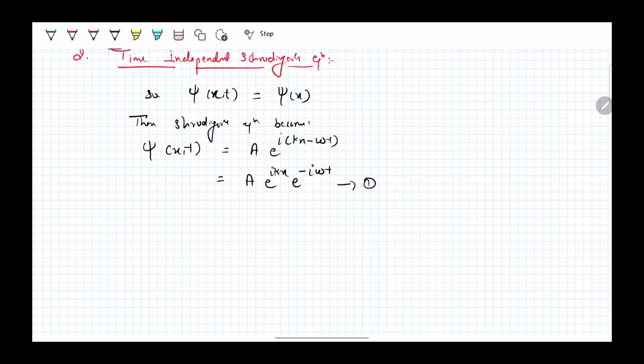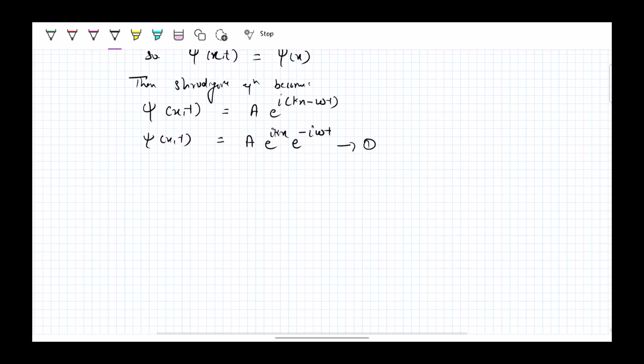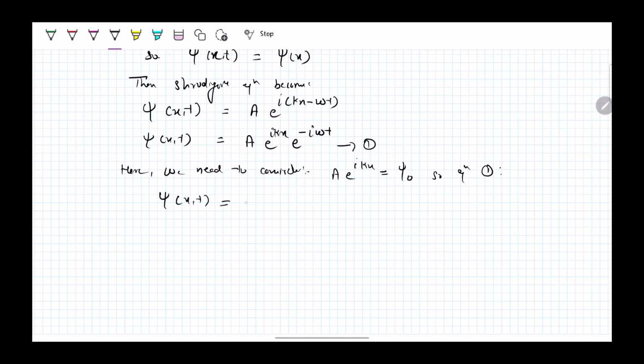Alright, this is my equation number 1, having value psi(x,t) is equal to A exponential iota kx and exponential minus iota omega t. Now here we need to consider A exponential iota kx as psi naught. So equation 1 becomes psi(x,t) is equal to psi naught exponential minus iota omega t, and this is equation number 2.